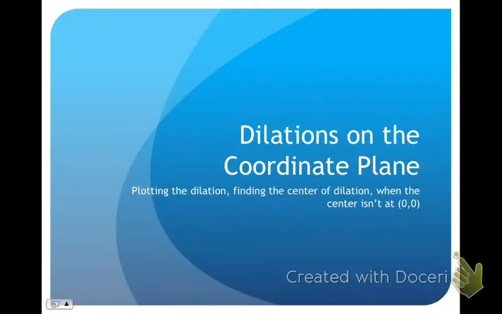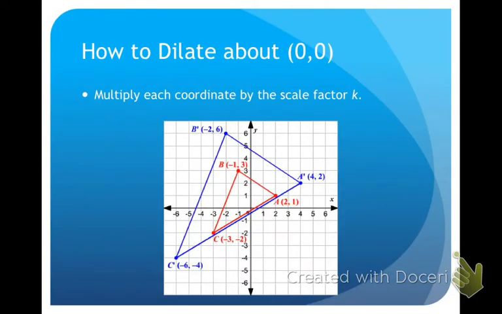Alright, dilations on the coordinate plane. We played around with this in class, so let's get some of the details down. So, first thing, how do you do a dilation on the coordinate plane? Well, it's pretty easy. You take each of your coordinates from your image.